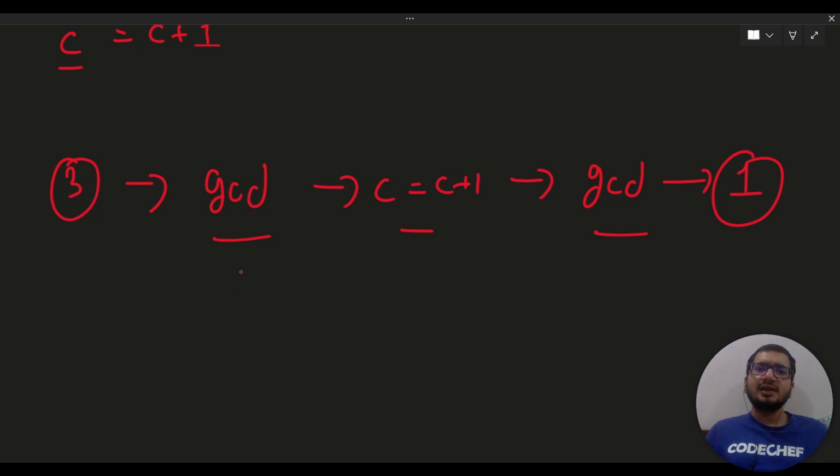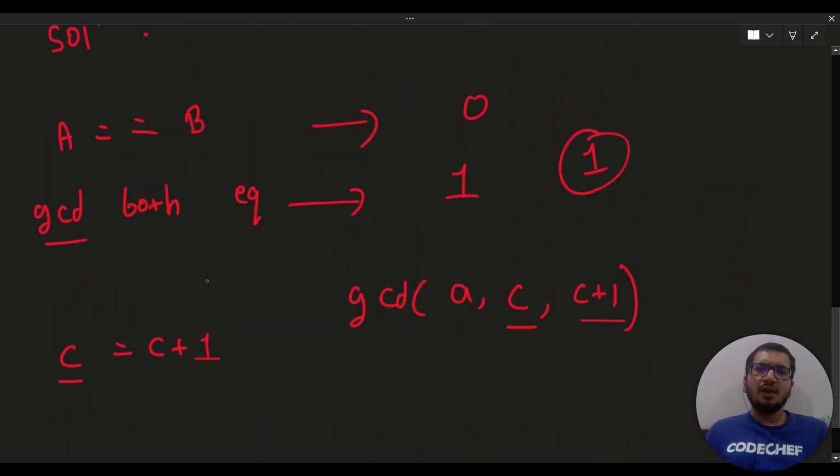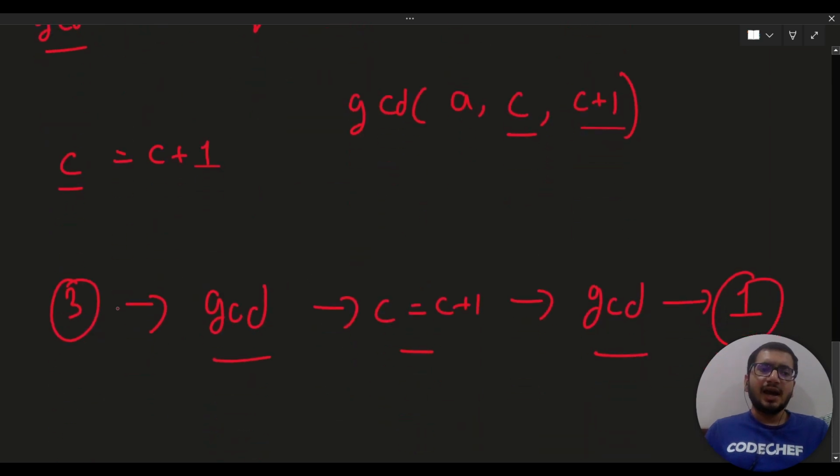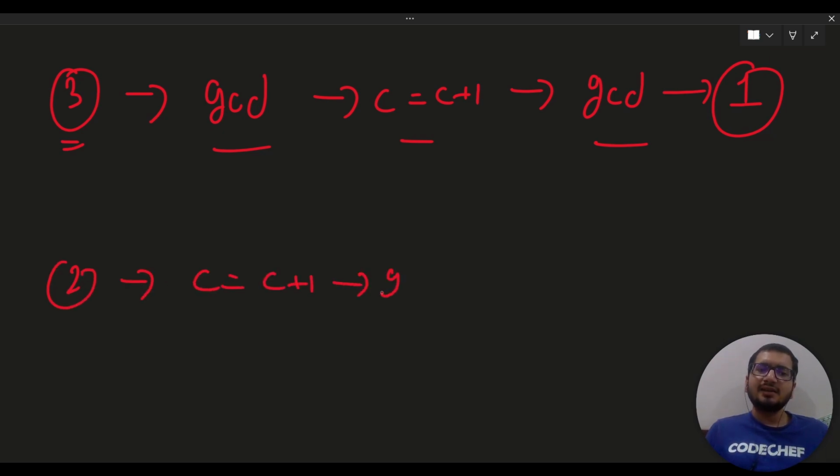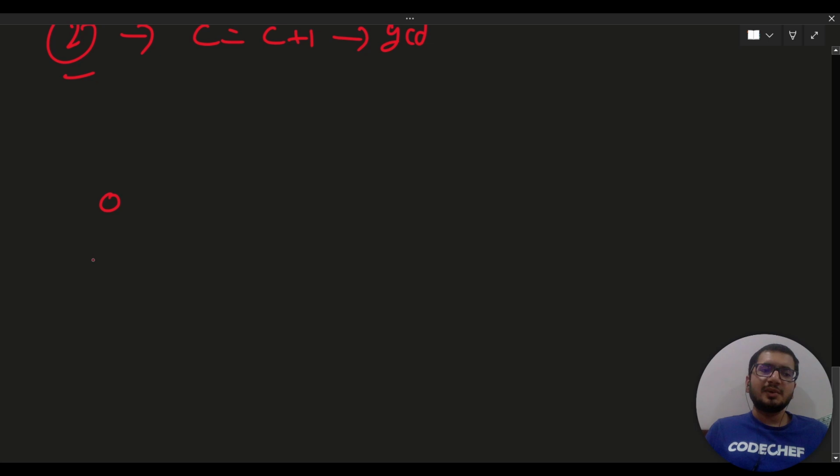So all that's left is just to check 0, 1 and 3, right? 3 is always possible. So what is missing? That is 2. So 2 would be nothing but directly performing C is equal to C plus 1, and then performing GCD. If it is equal, the answer is 2. So all in all, there are only 4 possible answers: 0, 1, 2 and 3.